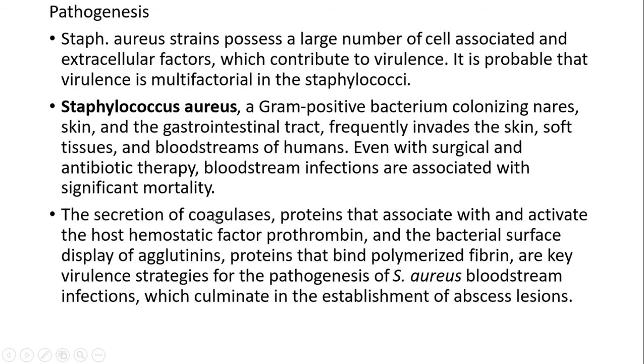The secretion of coagulase protein that activates the host hemostatic factor prothrombin, and bacterial surface-displayed agglutinin proteins that bind polymerized fibrin, are key virulence strategies in the pathogenesis of Staph aureus bloodstream infections, which culminate in the establishment of abscess lesions.